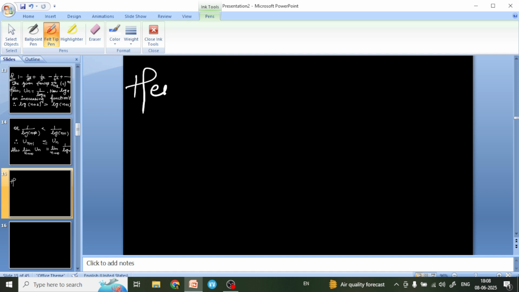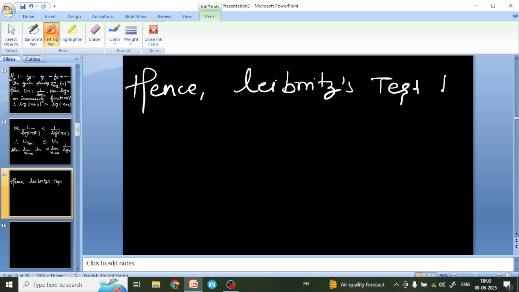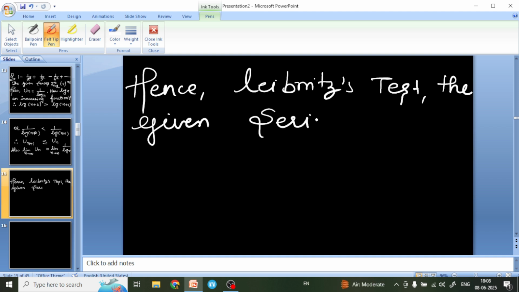Hence by Leibniz test, the given series is convergent.